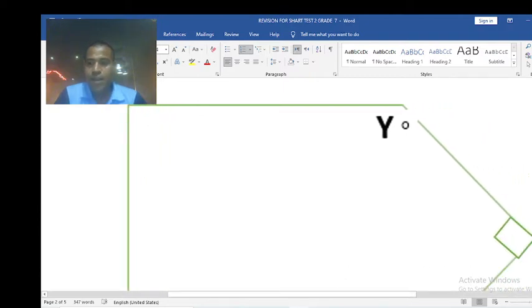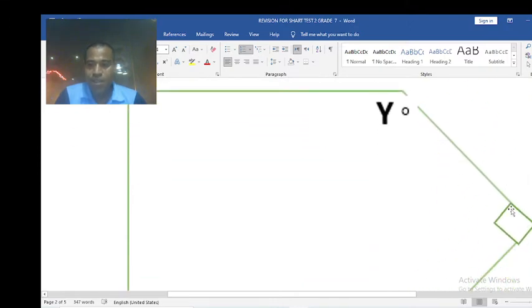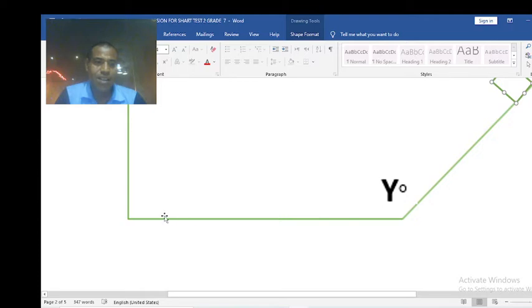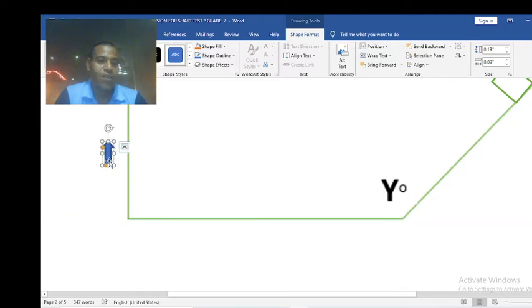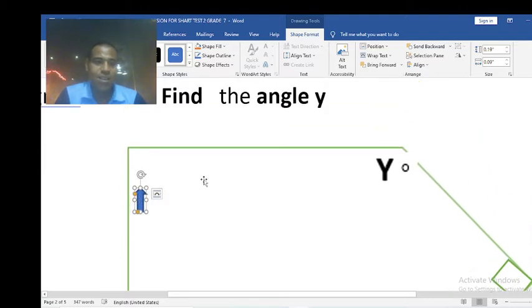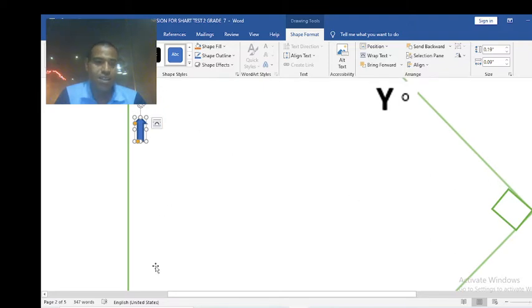You can see that we are going to find the value of y. This is a square, which means 90 degrees, and of course here there is another 90 degrees. I will use an arrow to show this for you. This is 90 degrees. If we go up, this is also another 90 degrees. This is 90, this is 90, and this is y. How many y's are here? We have 2 y's.